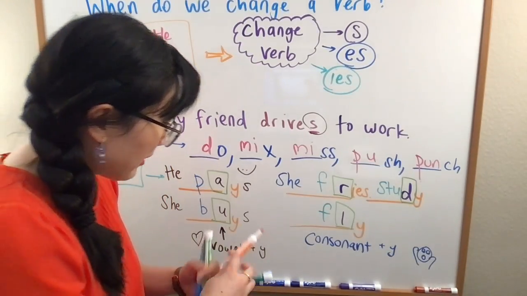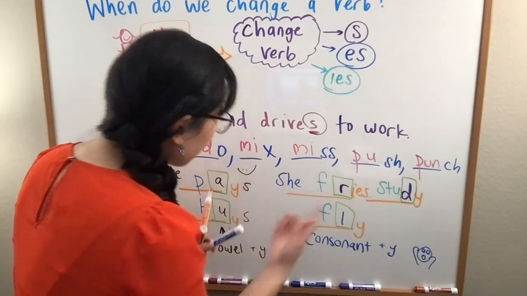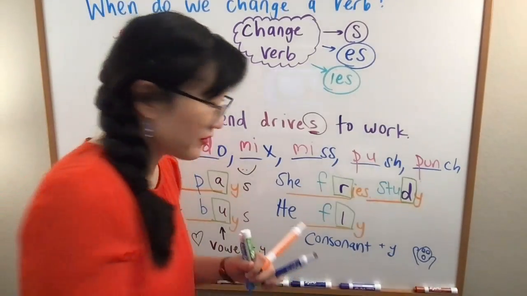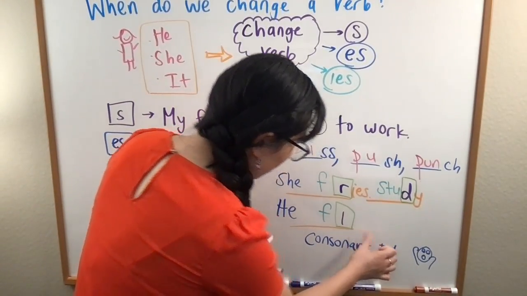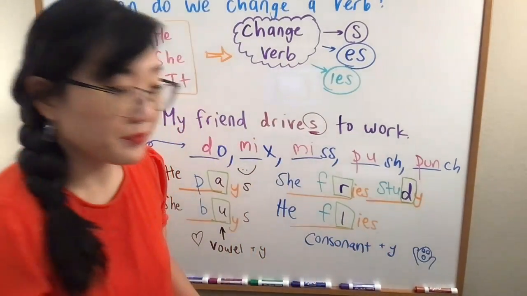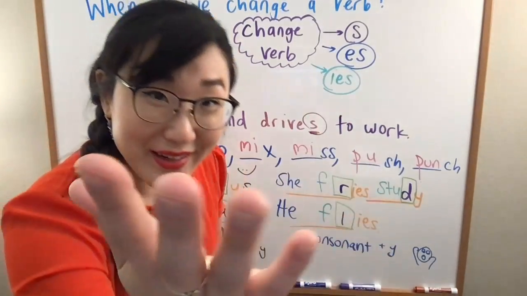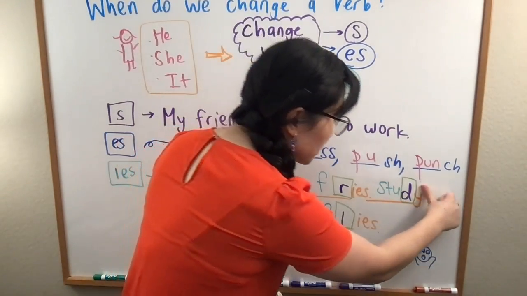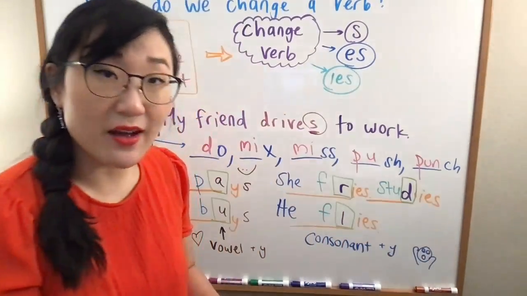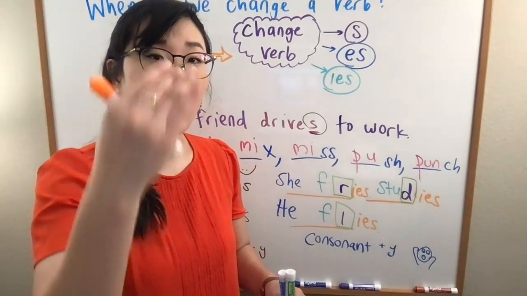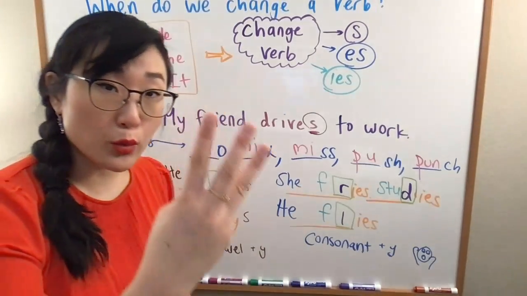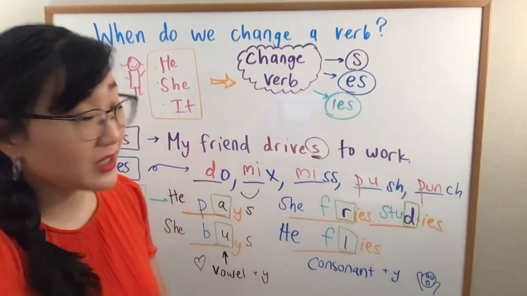My friend, she or he, let's change this. Let's say he. My friend flies to Singapore tomorrow. Flies. IES. My student, she studies English with me. So right now, we are looking at 3 different ways we have changed this verb.